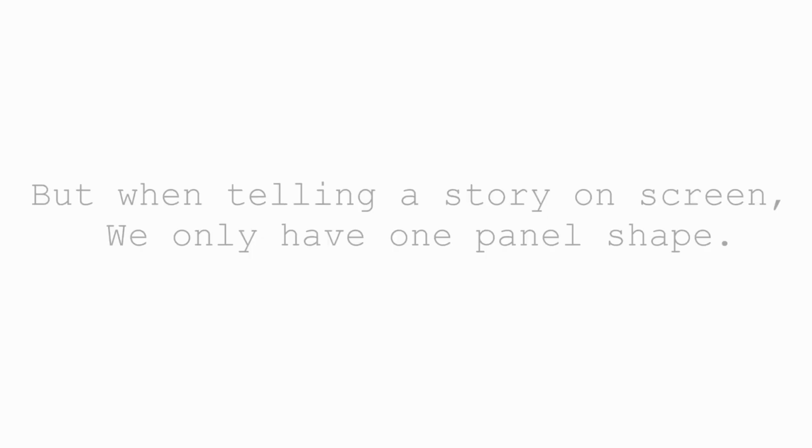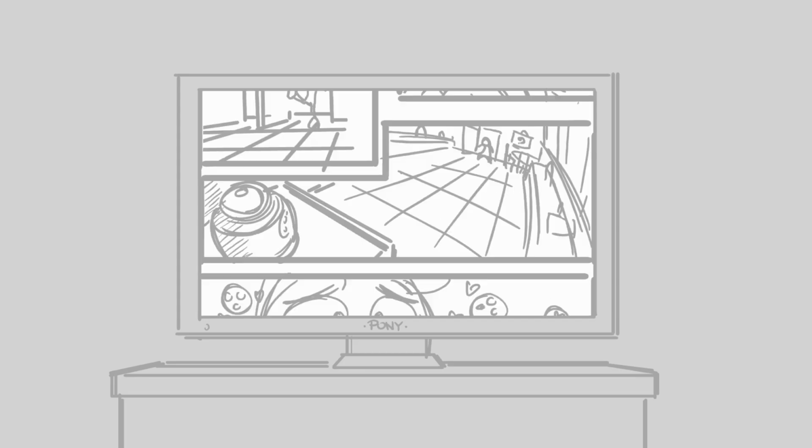So if something doesn't work perfectly, the reader can still go back and follow along and see the context. But when telling a story on a screen, we only have one panel shape, the screen. This is our playground, and we have to tell the entire story using this viewport. Images flash by and are gone forever.